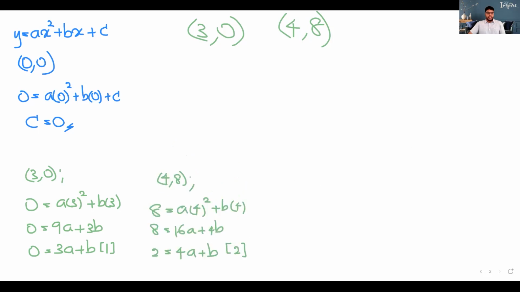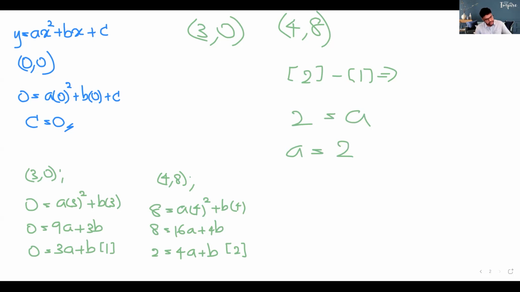All right. Then children, what I'll do is second equation minus the first equation. So 2 minus 1. What happens? 2 minus 0 on the left hand side gives me 2. 4a minus 3a is a, and b minus b is 0. So therefore the answer for a is 2. Okay, let me write that a bit better. There we go. A is 2, and I can substitute this into one of these two equations.